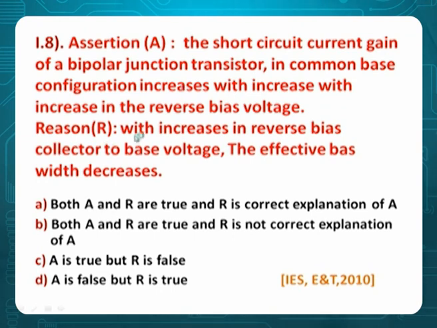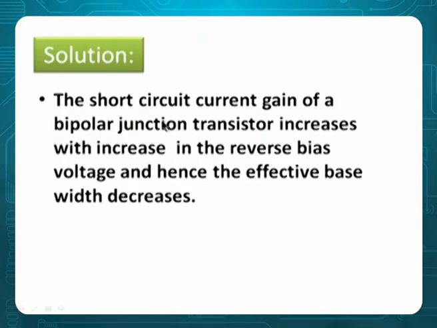Then reason. With increase in reverse bias collector to base voltage, the effective base width is decreasing. That's correct. Base width decreases. Therefore, both are true. But the question is, are they linked or not linked? The option is both are linked. Therefore, option is A. So, this is an interlinked problem and both are linked.